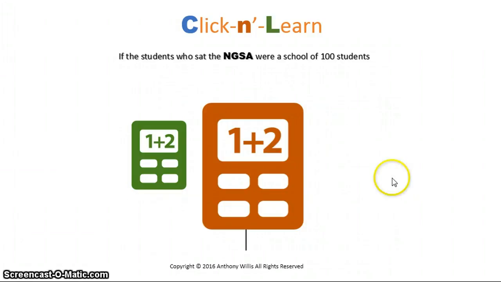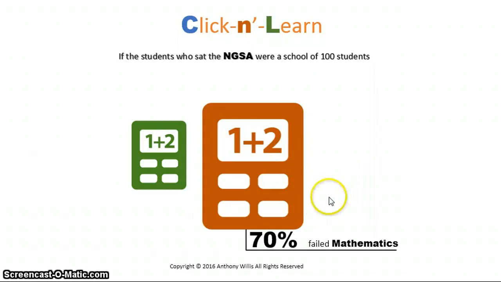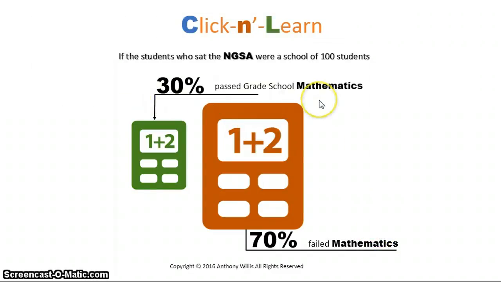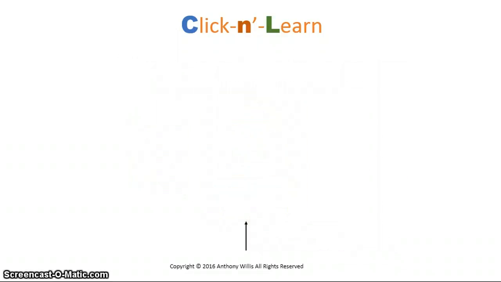If the students who sat the National Grade 6 Assessment were a school of 100 students, then this would represent the total amount. 70% failed. This would represent 70% failed mathematics and 30% passed grade school mathematics. Those are not figures to be proud of.